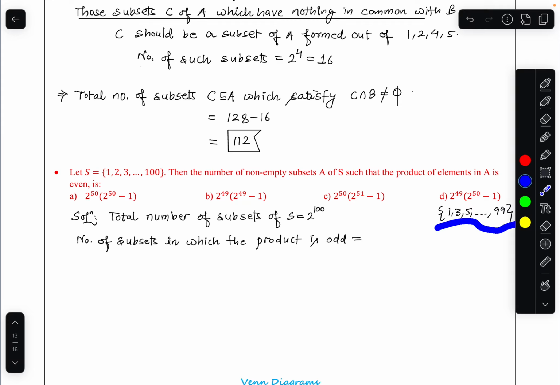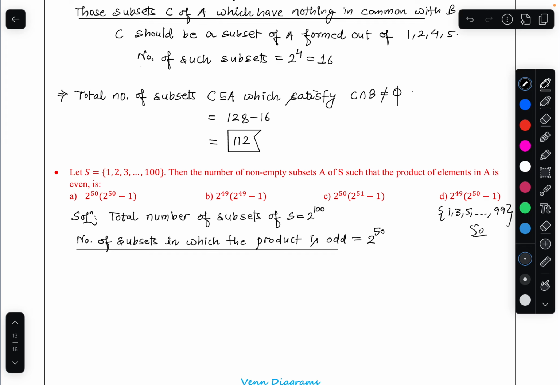So I cannot allow choosing of an even number in the subset I'm forming, which means I need to choose elements from amongst these numbers that are written here. There are 50 such numbers here. So the total number of subsets in which the product is odd would be 2 to the power 50 minus 1.